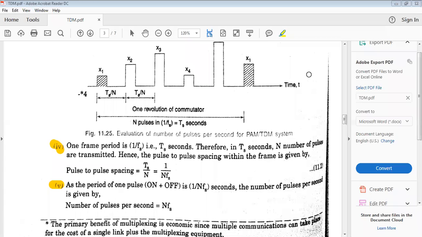Okay, just read out the point 4 and point 5, and tell me if there is any problem.